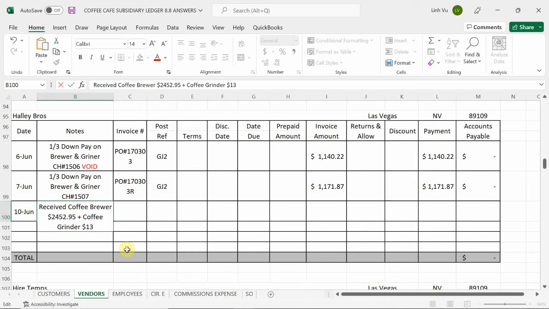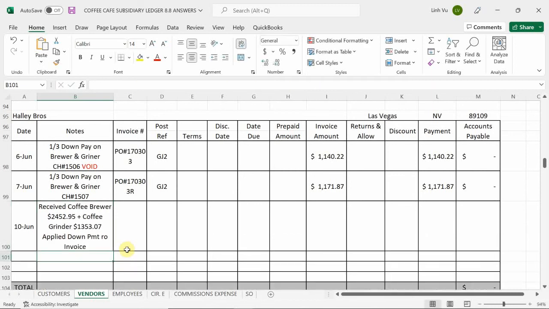Actually, let me see. $2,452.95. And then my coffee grinder was $1,353.07. Okay. And then I'm also going to put applied down payment to invoice. And this was invoice number 351, general journal page 3.